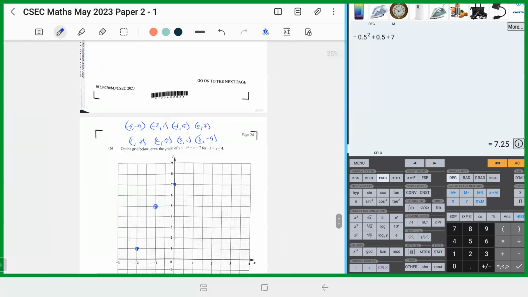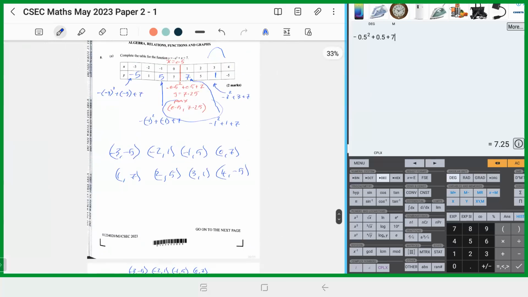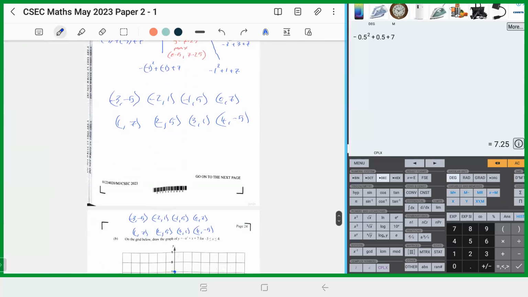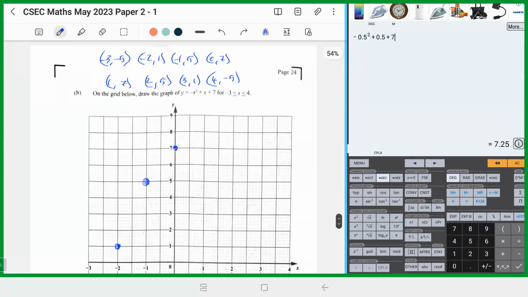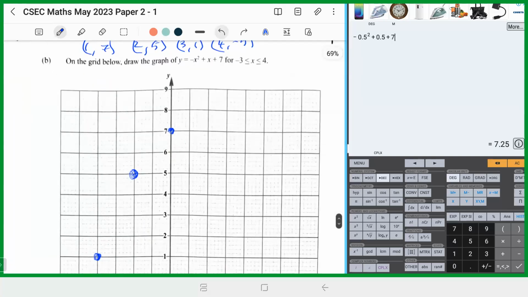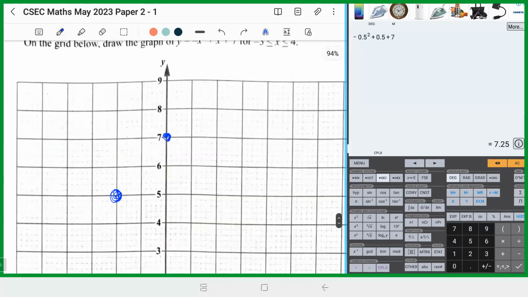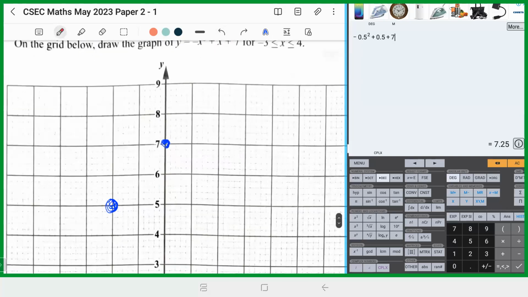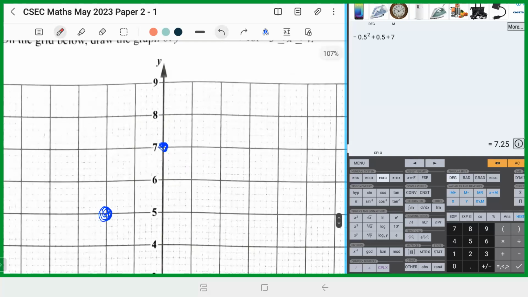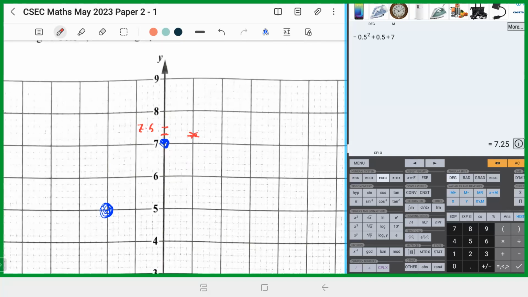You know, I had my vertex point, which was 0.5, 7.25. Let's put that one there as well. 0.5, 7.25. Let's get it precise. So this will be 7.5 right here. 7.25 will be right halfway between it. So right here, that's what we're talking about. It's a maximum point. Right, so that's a point there.